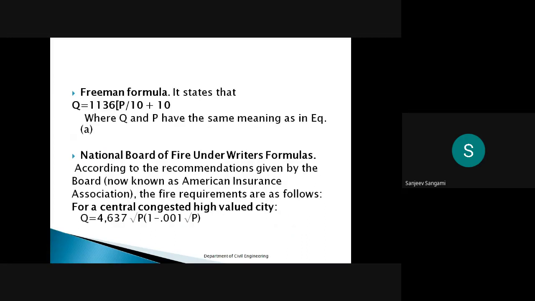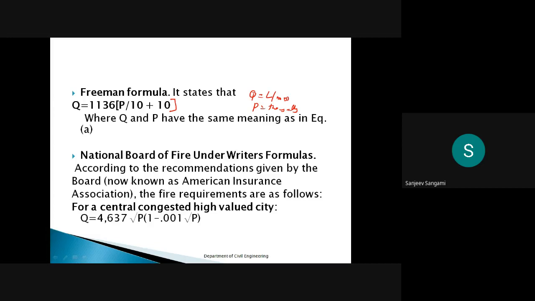Then Freeman's formula. Here it is Q is equal to 1136 P divided by 10 plus 10, where Q and P have the same meaning as in the previous equation. So here also Q is in liters per minute, and P is in thousands.